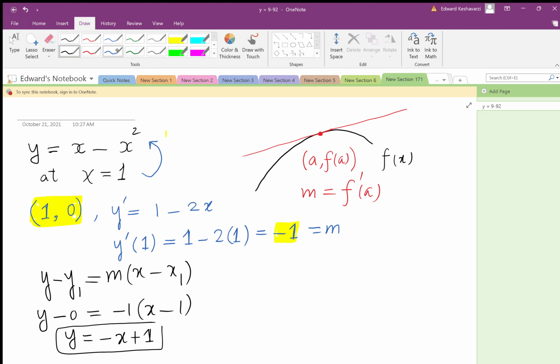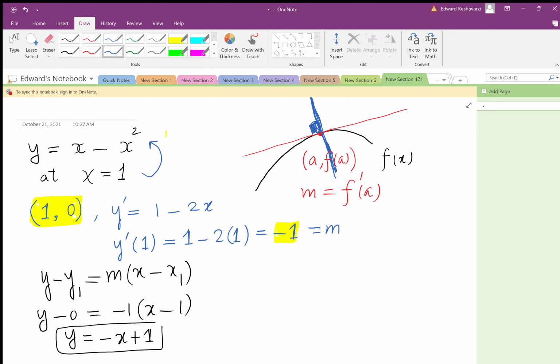But what is normal line? The line perpendicular to the tangent line, as you see here, is called normal line. So this blue line is called normal line. The slope of normal line is the negative reciprocal of the slope of tangent line because they are perpendicular. And this blue line, normal line, passes through the same point.